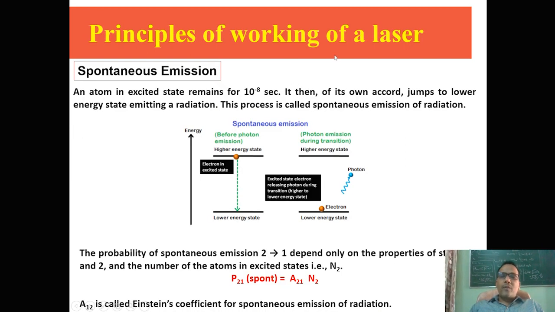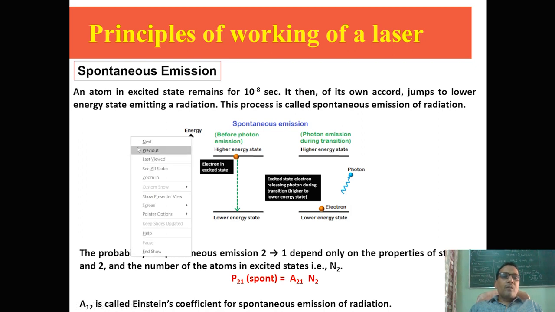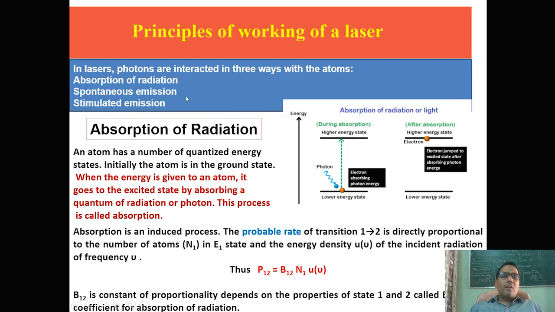Now, the principle of working of laser. The principle is mainly based on quantum mechanical theory. These are classified into three types of transitions: one is absorption of radiation, second is spontaneous emission, and third is stimulated emission.